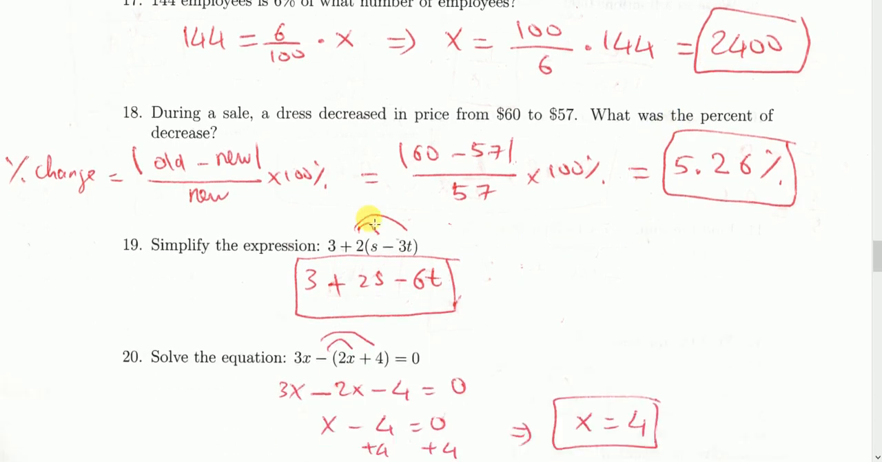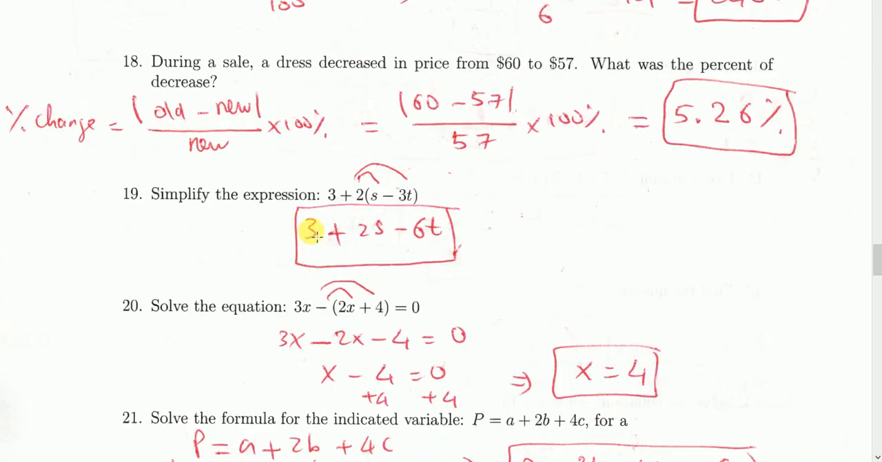Okay. 18. During a sale, a dress decreased in price from 60 to 57. What was the percent of decrease? Now, in order to solve for the percent decrease or the percent change, we take the absolute value of the old value minus the new value, divide by the new value, and multiply by 100%. So the old value is 60, the new one is 57, and the new one 57. 60 minus 57, 3 divided by 57 multiplied by 100% gives you 5.26%, if you do that correctly on the calculator.